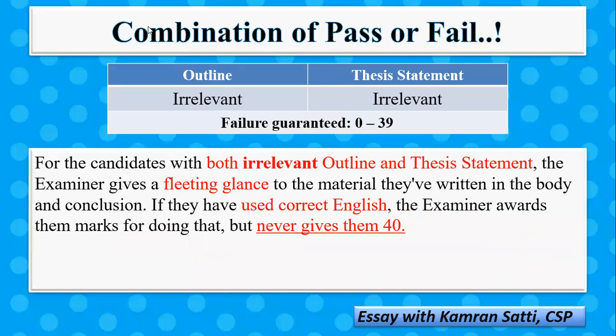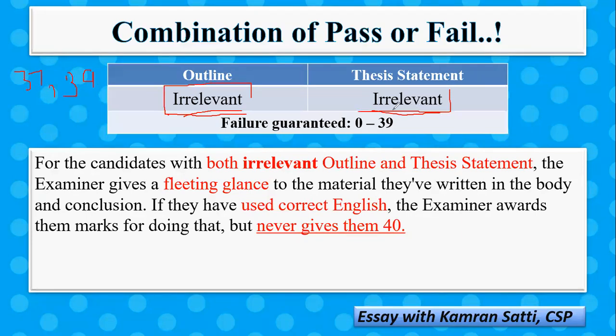Now these sort of candidates are those who have good English. Okay, I often come across aspirants whose English is very good. Okay, but they can't make it. They can't make the cut. They fail at, let's suppose, sometimes 37, sometimes even 39. Okay, I have seen candidates failing. The sole reason is that despite having good command over English, they write irrelevant outline and irrelevant thesis statement.